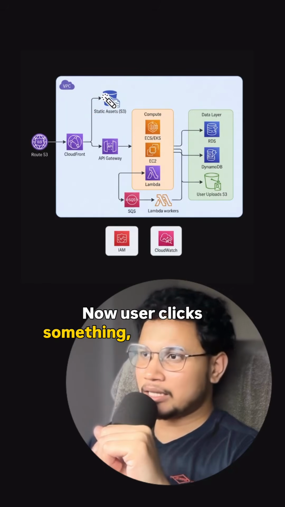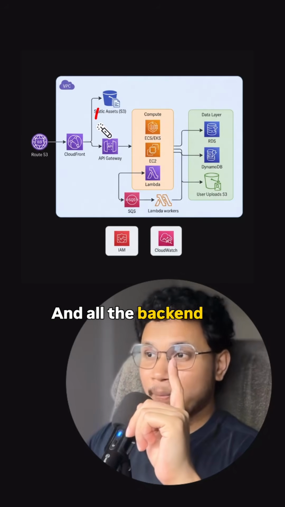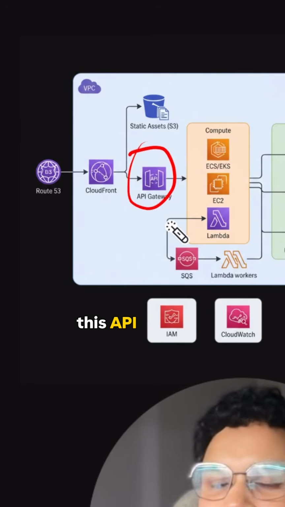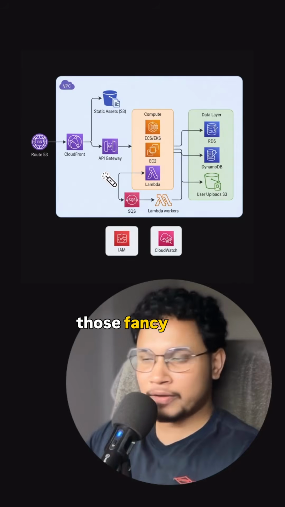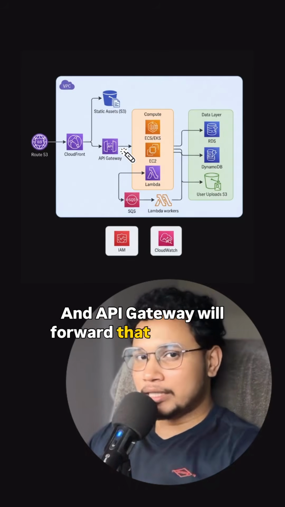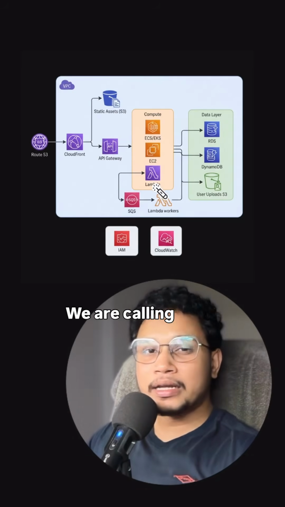Now user clicks something, your front-end has to call the backend. And all the backend calls will be going through this API Gateway. And on the API Gateway layer, you will handle authentication, rate limiting, all those fancy stuff. API Gateway will forward that request to your backend. We are calling it the compute layer.